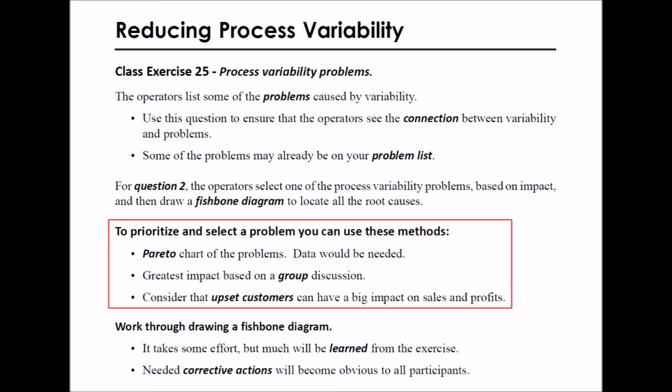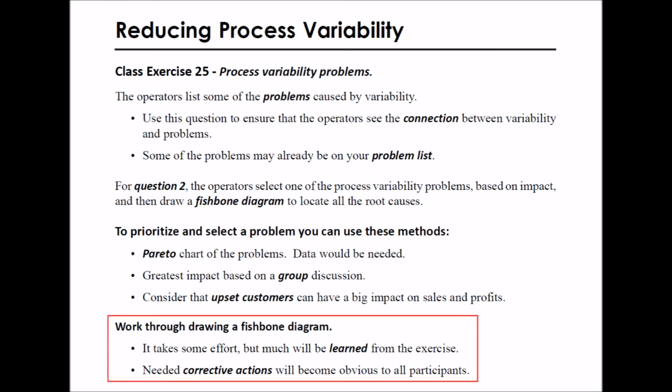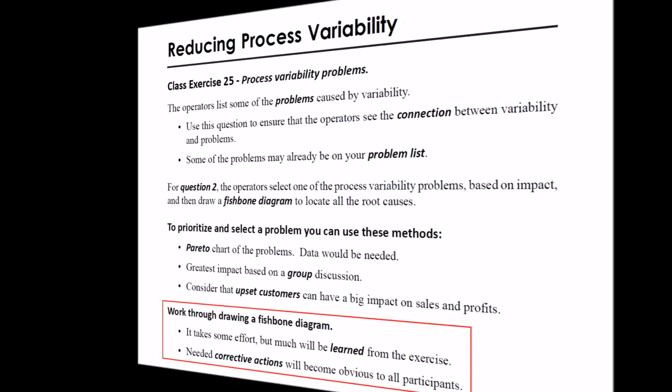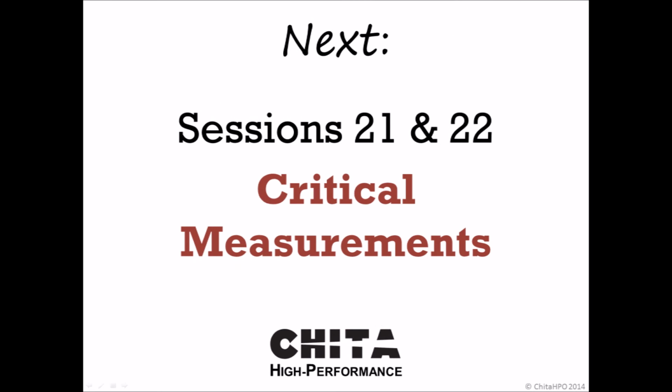To prioritize and select a problem, you can use these methods: Pareto chart of the problems, or which problem has the greatest impact based on group discussion. Take into consideration that upset customers can have a big impact on sales and profits. Work through drawing a fishbone diagram. Drawing a fishbone diagram takes some effort, but a lot will be learned from the exercise, and the proper corrective actions will become obvious. In sessions 21 and 22, we will discuss the role of critical measurements in reducing variability.